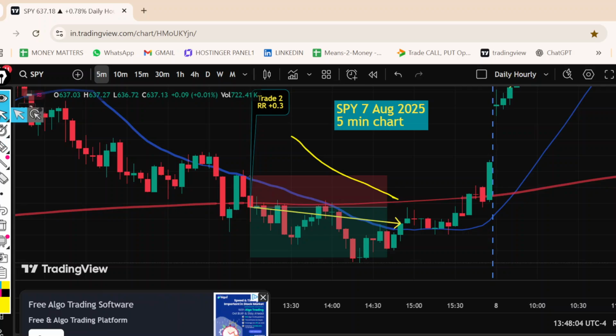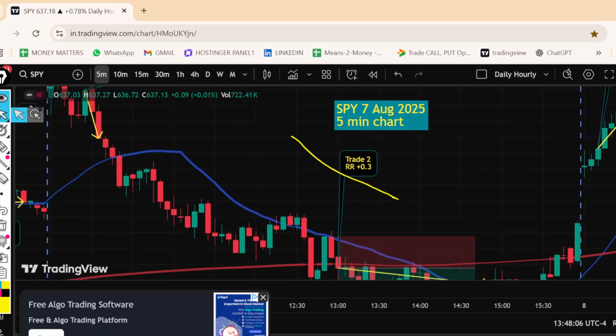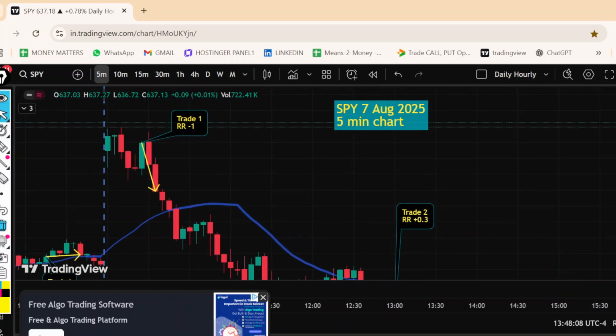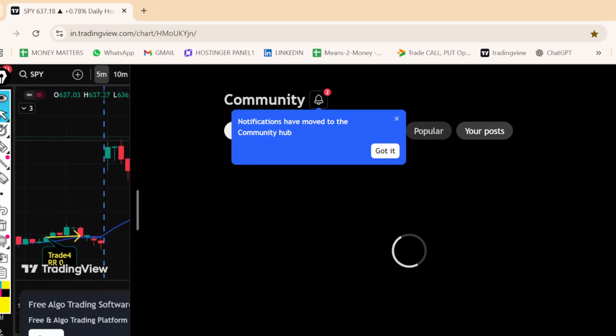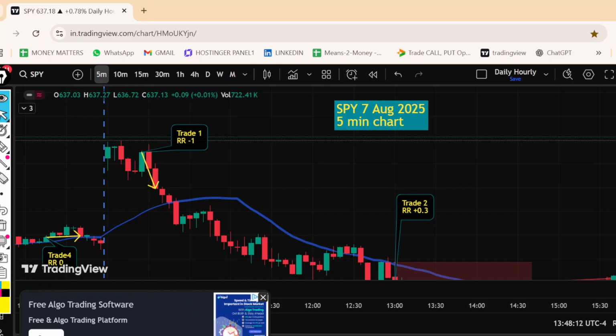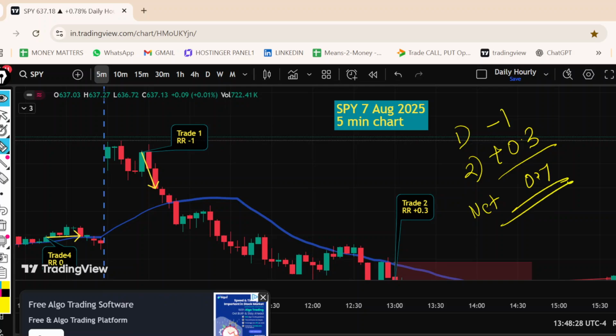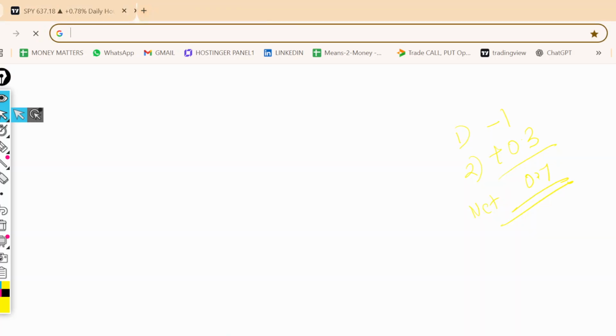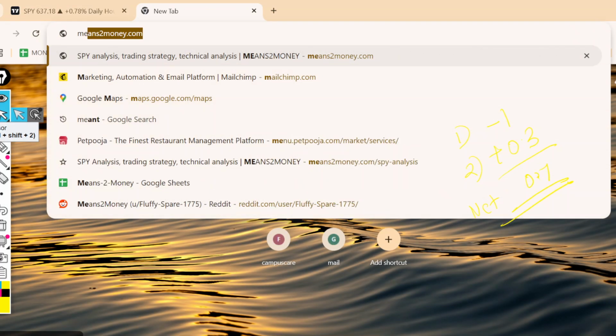First trade was a loss. Okay, -1. Second trade is plus 0.3, so net is 0.7. Now let us see whether we have put it correctly in our tracker.